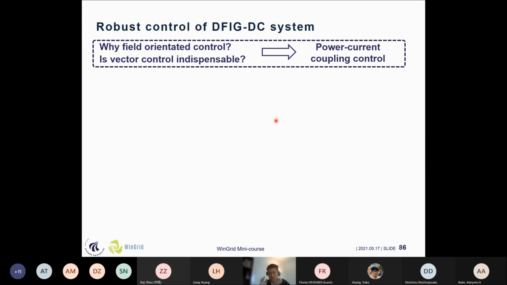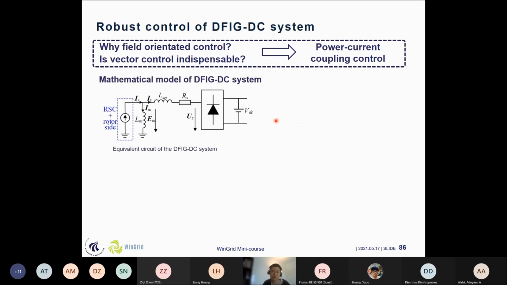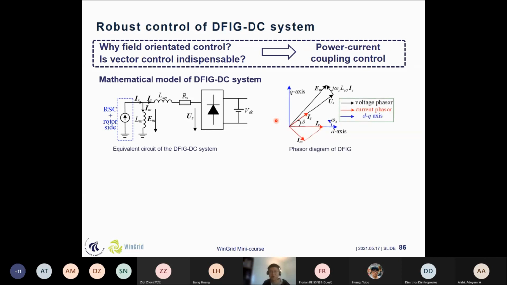But here, the topology is different. We have a diode bridge here. Do we still need to think in the conventional way, or can we think in a new way, outside the box? Can we just make a coupling control without being limited by the orientation angle? So that's the main idea of the later research.